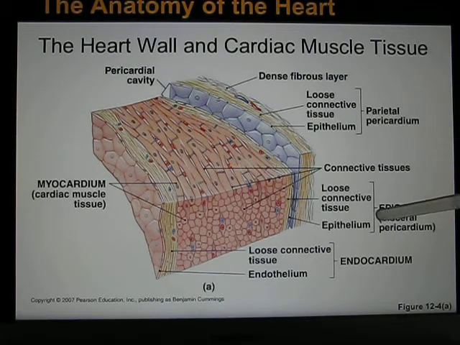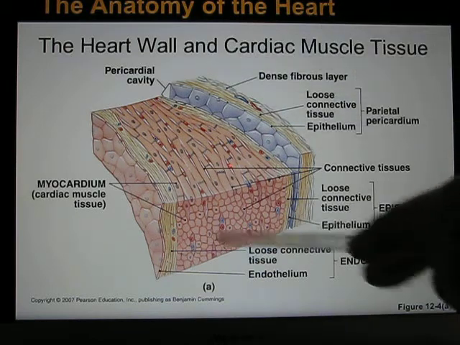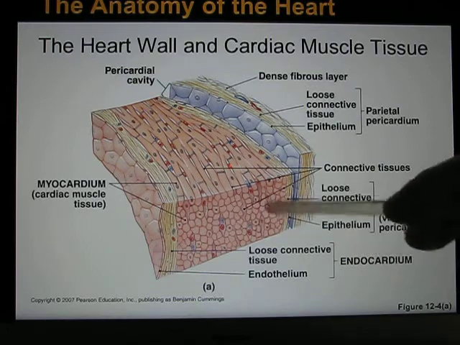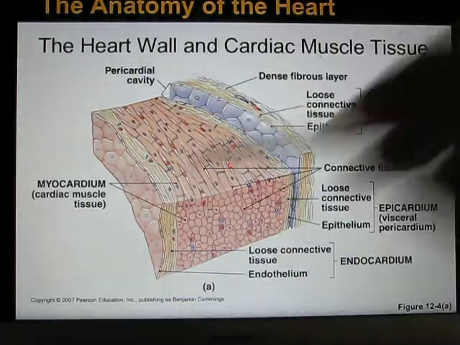So these are the 3 layers: the epicardium, there's the myocardium, the heart muscle, and there's the endocardium.